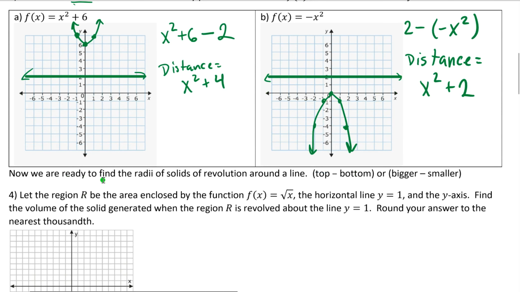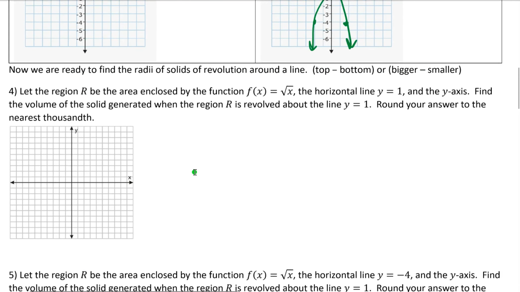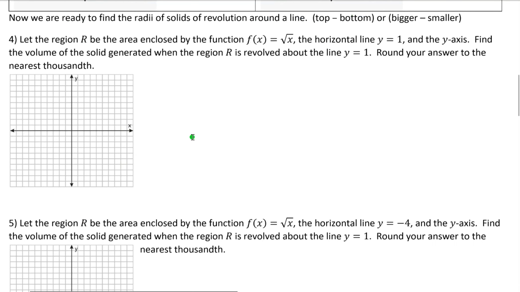So we're ready to find the radii of solids of revolution around a line. Remember, you're always going to do the top minus the bottom, or you could always say the bigger minus the smaller one. See how I did top minus the bottom, or the bigger minus the smaller. I kind of don't like to say top minus bottom because when you rotate it around vertical lines, it doesn't quite make sense. But let's do a question together, and then I'll have you guys try a question.